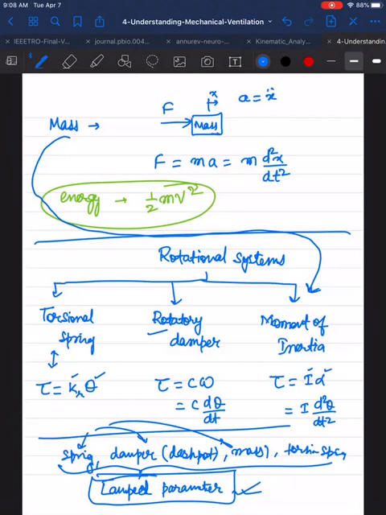Building blocks, or building block properties, are essentially decoupled in nature; they are independent. Okay, let's talk about first how to model a simple spring mass damper system.